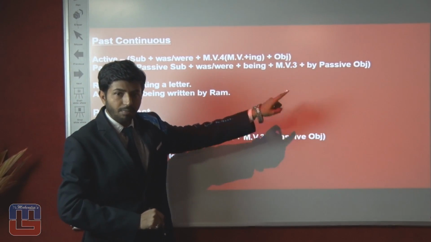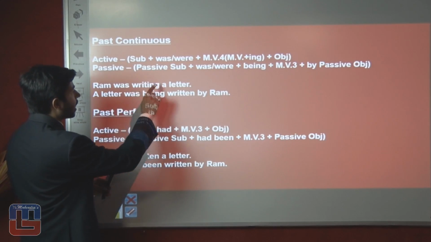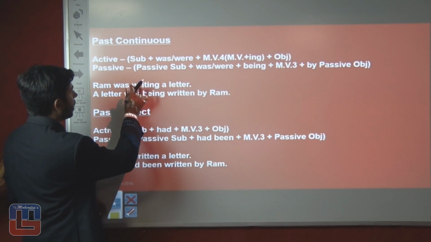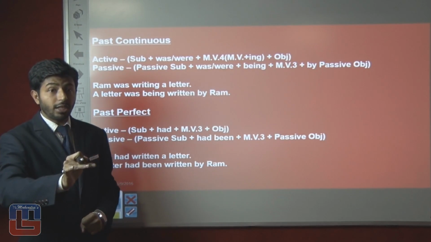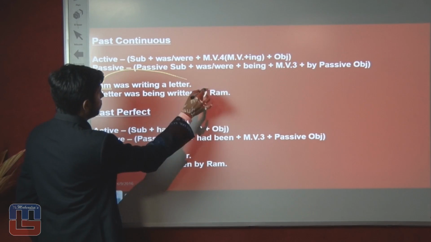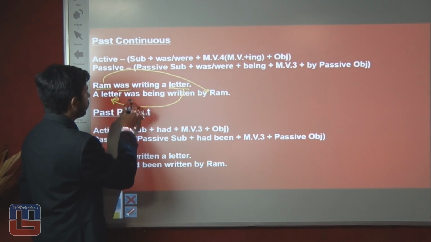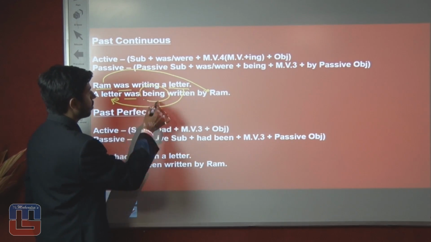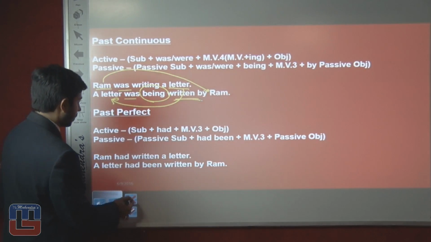By passive object. Now the sentence: Ram was writing a letter. Ram was writing a letter is a sentence of past continuous active voice. And if we want to change it into the passive voice, the subject becomes the object and the object becomes the subject, the helping verb is according to the subject, and being is used to make a difference, and the third form of the verb should be used. So this is the structure which we have discussed.